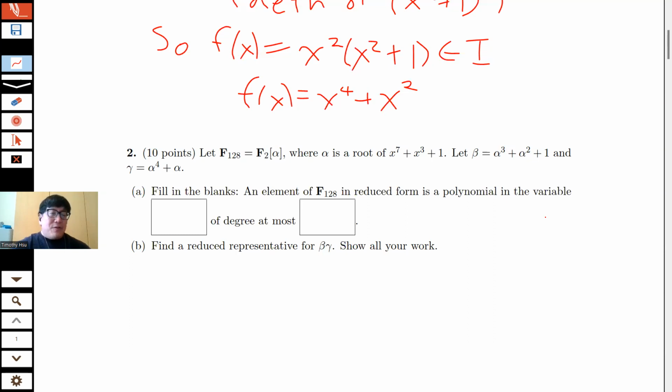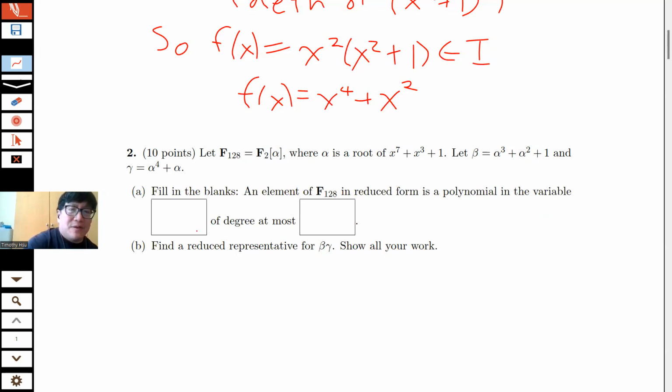So let F128 be the field of order 128, where alpha is a root of x to the seventh plus x cubed plus 1. Let beta be alpha cubed plus alpha squared plus 1, and let gamma be alpha to the fourth plus alpha. So fill in the blanks. An element of F128 is in reduced form a polynomial in the variable alpha.